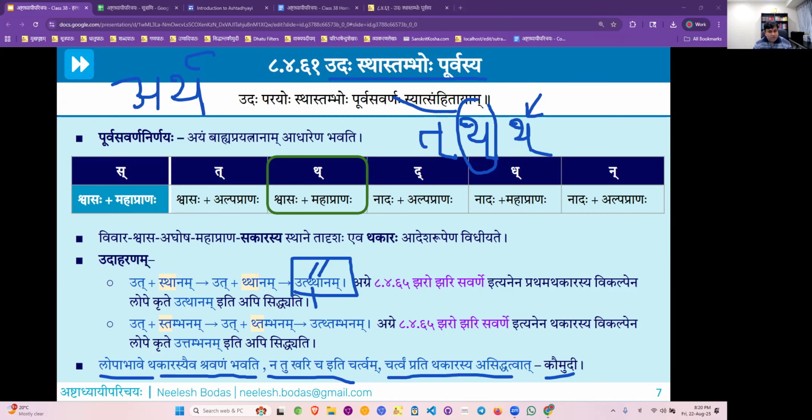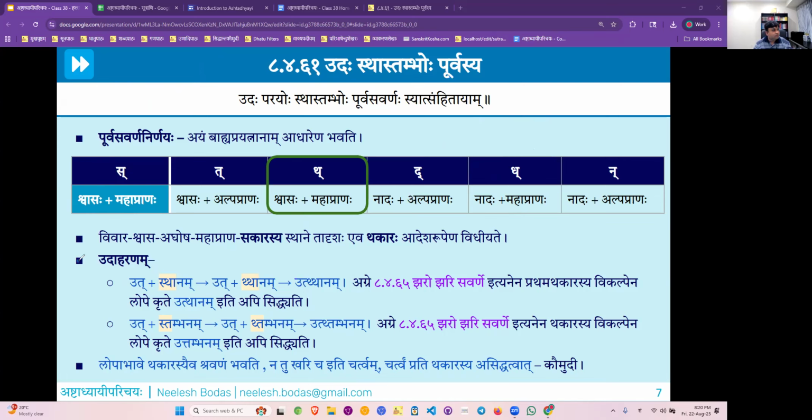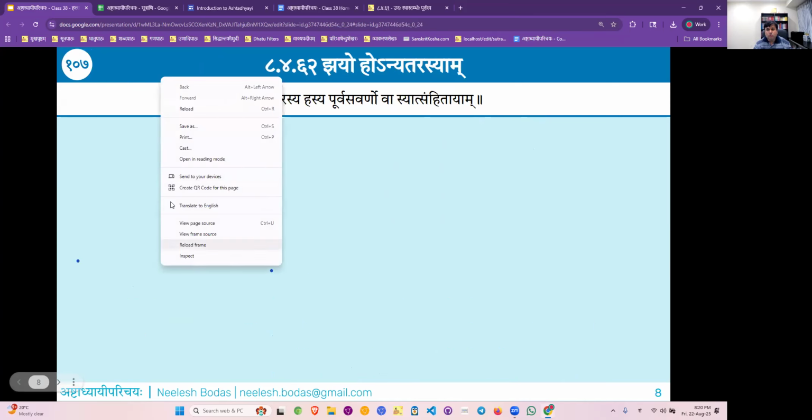Any questions? So that completes Udastha Stambho Purvasya. Let's go to the next sutram.